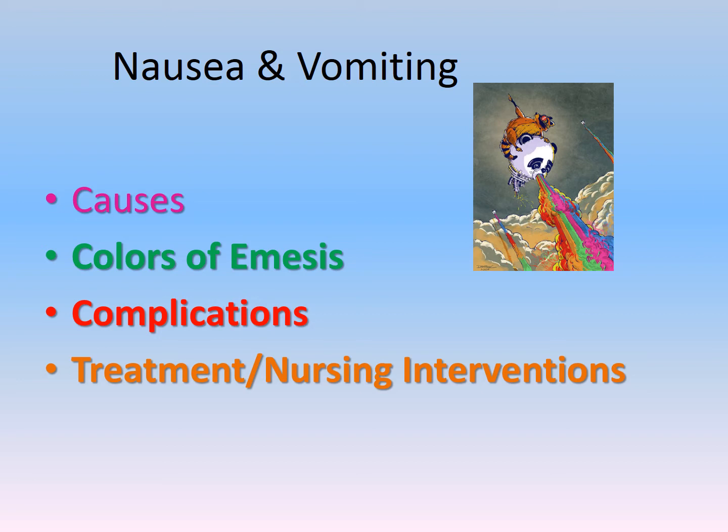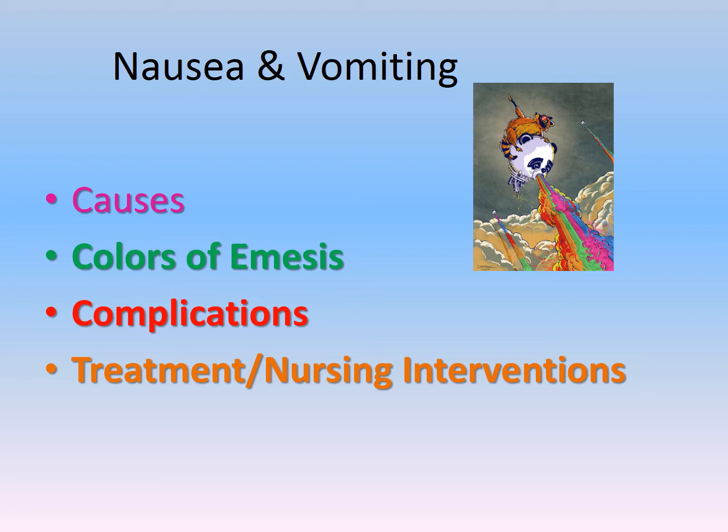The color of vomit is very important as well. Bright red usually indicates bleeding from the esophagus. We call this hematemesis. And then dark red blood or dark red vomit would be profuse bleeding in the stomach, usually from a perforated ulcer.